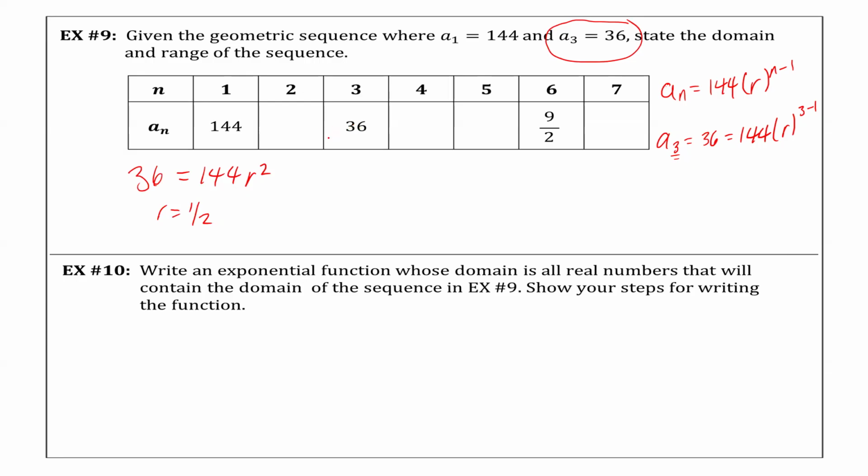So now I can figure out the rest of the values. We have 72, we have 36, we have 18, we have 9, and we have 9/4. These represent our range, and these values represent our domain. Agree? They're giving you enough points. All you need is 2. You don't even need the third one to find your pattern.